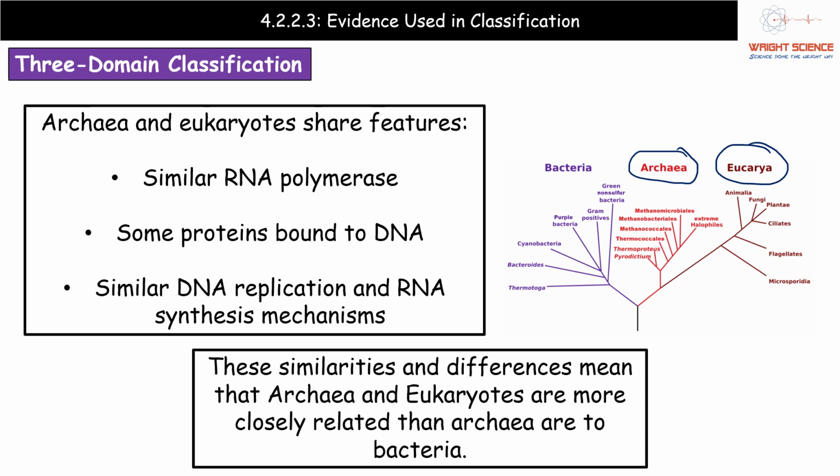So it was literally looking at those similarities and differences between these organisms: because we have more similarities between the eukarya and the archaea, we have a common ancestor that is more recent for our eukarya and our archaea than it is for the archaea and the bacteria, which happened further in the past, further down that phylogenetic tree.